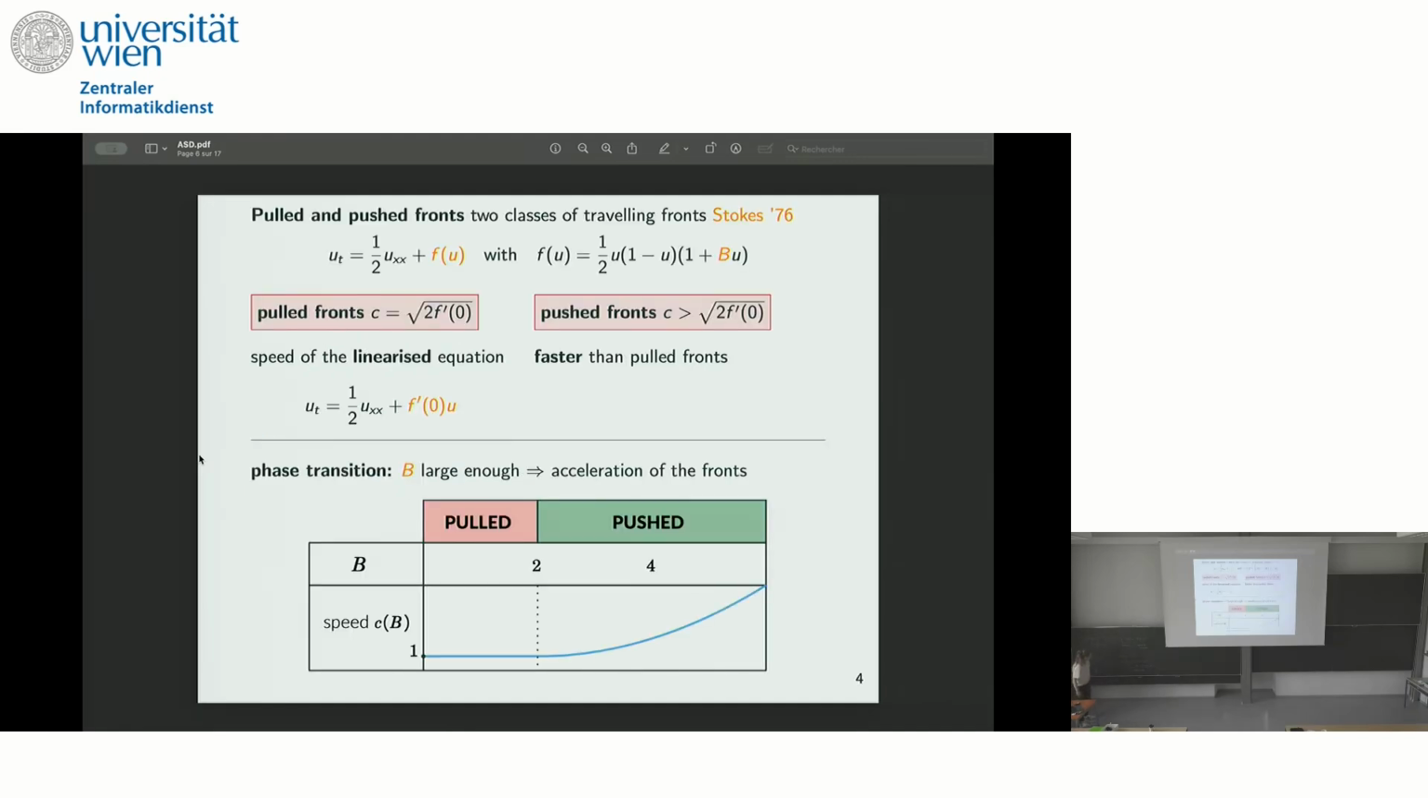So I agree that this critical value is not the same as this one. So you can have cooperation, like there is a part of this regime in which you have cooperation, but the fronts are pulled. It's not enough, but maybe the cooperation is not large enough to be like these two. I don't think there is a simple way.